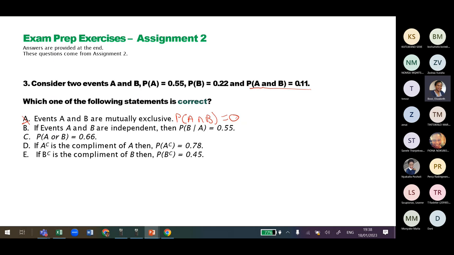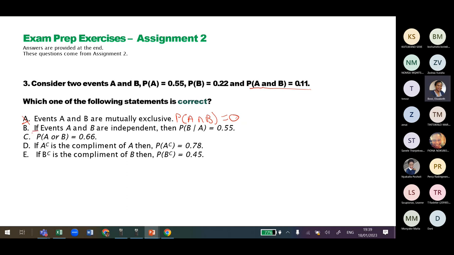So it's incorrect. Number B, if events A and B are independent, then the probability of B given A is 0.55. If they have given you the probability of B given A, you can calculate that to validate, right?